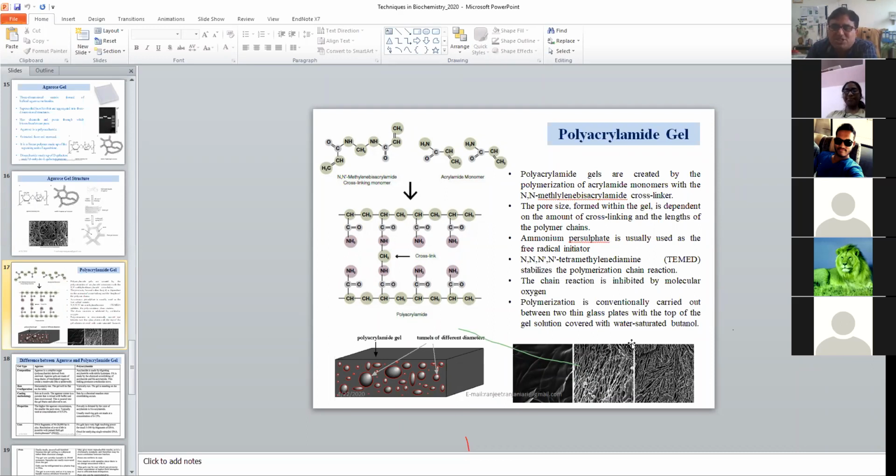Lastly, polymerization is conventionally carried out between two thin glass plates with the top of the gel solution covered with water-saturated butanol. So basically when you are pouring your acrylamide and bisacrylamide solution, we are adding either butanol or isopropanol or sometimes water. One purpose is that we want to have a uniform surface at the top. When you add this organic solvent, it is immiscible and it will form a uniform layer at the top. Another purpose is that it will hinder the oxygen from entering inside. So these two are the purposes for which we are pouring this organic solvent at the top of the liquid which you have poured inside the thin glass.